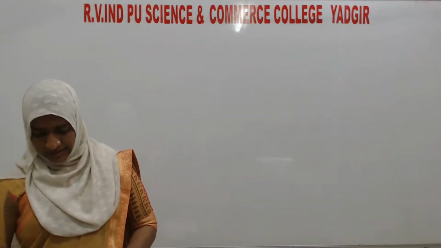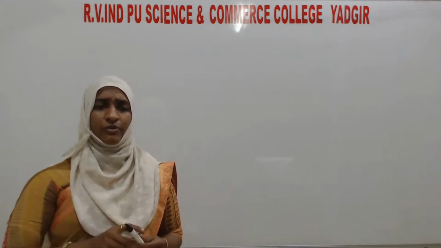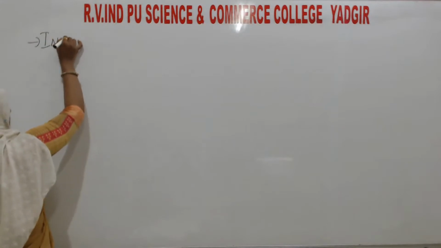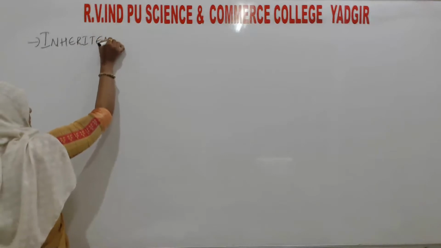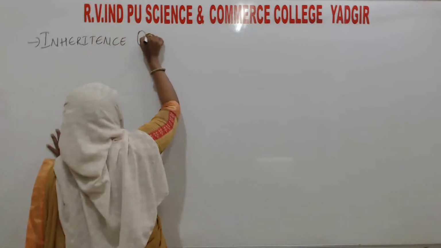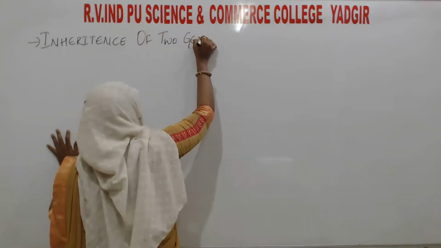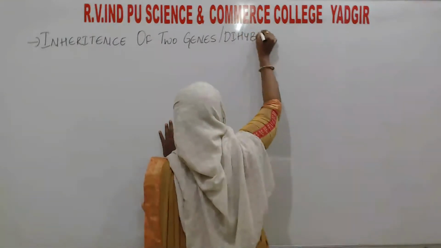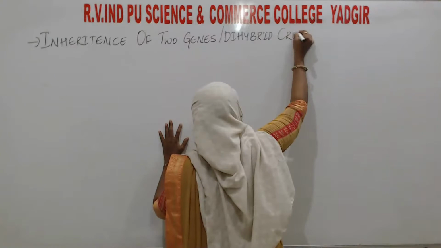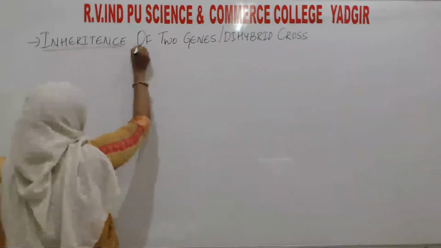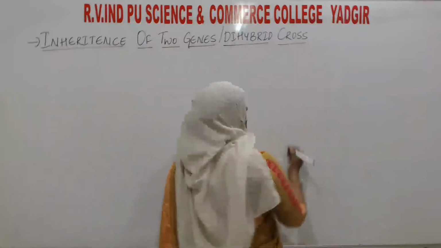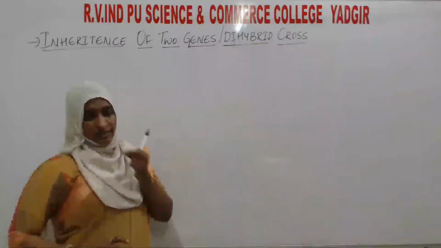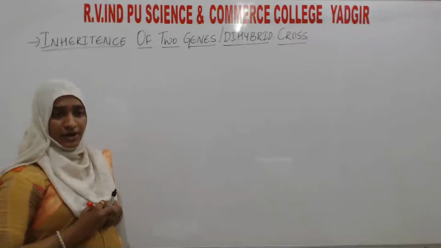Next, inheritance of two genes, or dihybrid cross, which is a very important question for 5 marks.